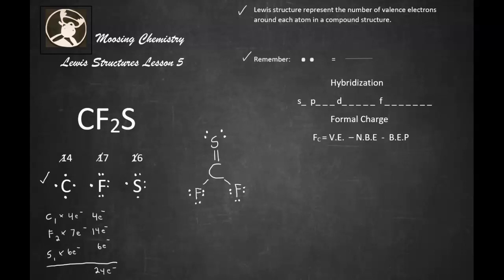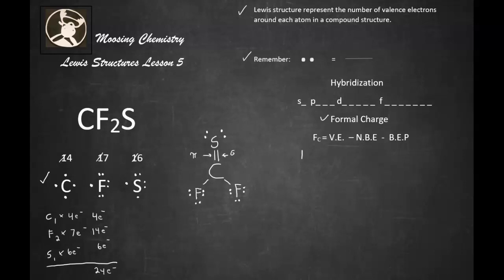Well, let's look at our formal charges to see if this is the best possible structure. Okay? Another note is we have 1 single bond here, which we call sigma, and then we also have a pi bond. The double bond is 1 sigma and 1 pi bond. All right, that's important to remember for later on. Now, formal charge is valence electrons minus non-bonding electrons minus bonding electron pairs.